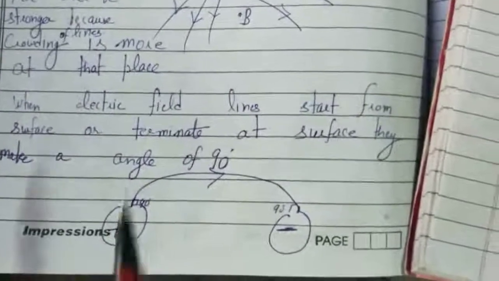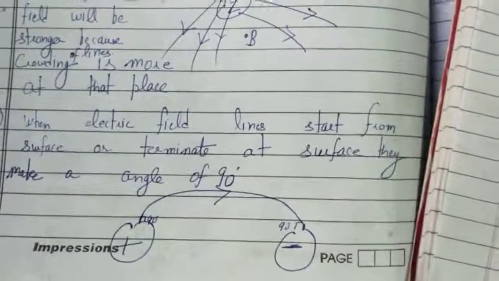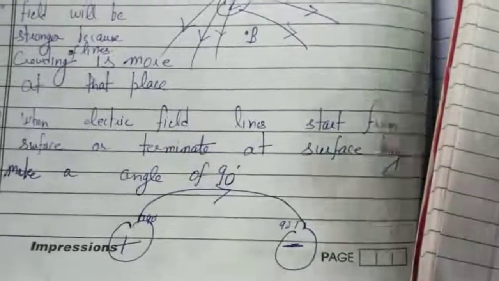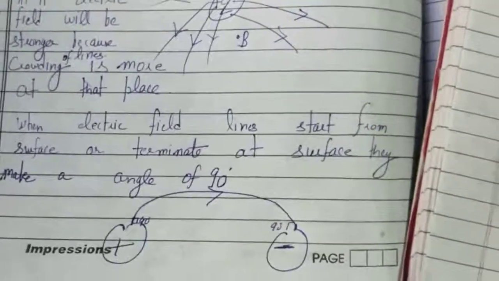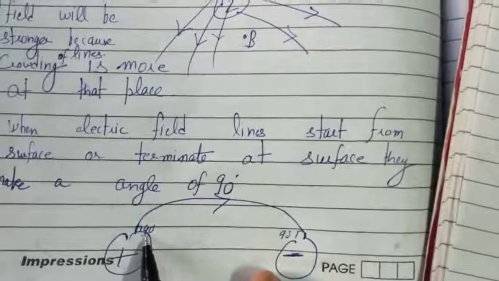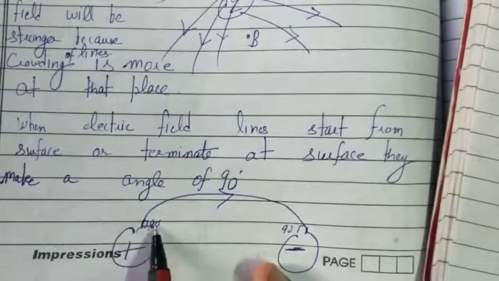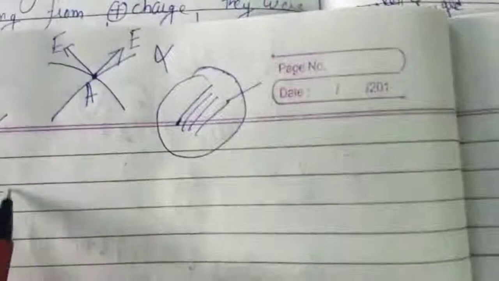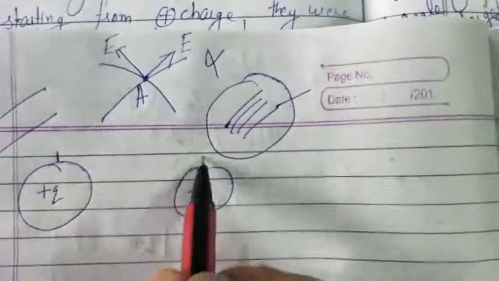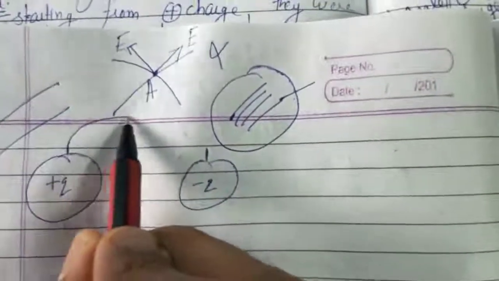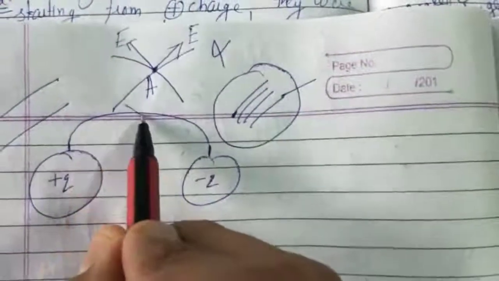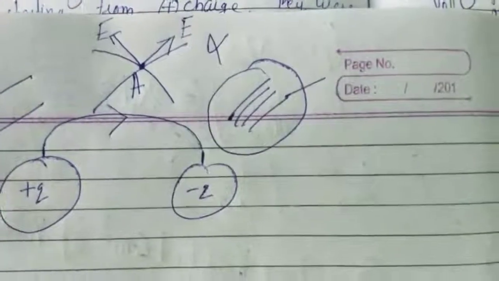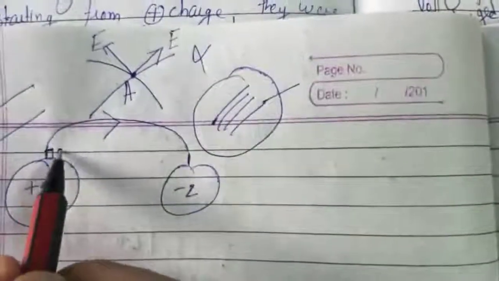The fifth characteristic is when electric field lines start from a charged body or terminate at a charged body, they make an angle of 90 degrees. That means when they leave the charged body, they make an angle of 90 degrees with its surface, and when they terminate at the charged surface, they make an angle of 90 degrees, like this. Suppose plus Q, this is a charged body, and this is also a charged body. When they leave like this, they become like this. They start from positive and terminate at negative, so this will be the direction. So this angle will be 90 degrees.